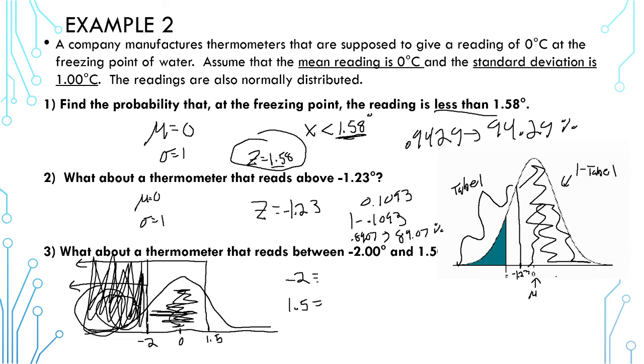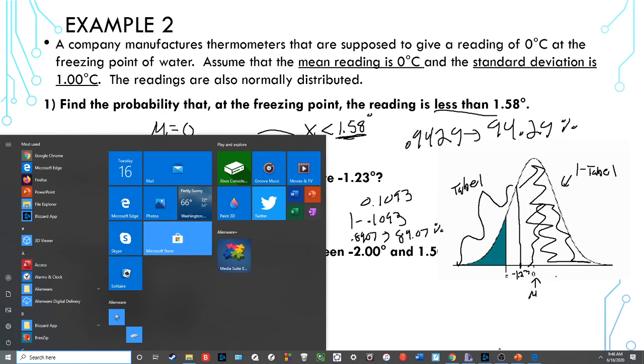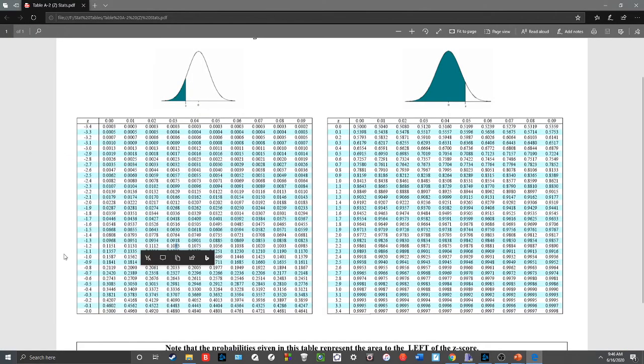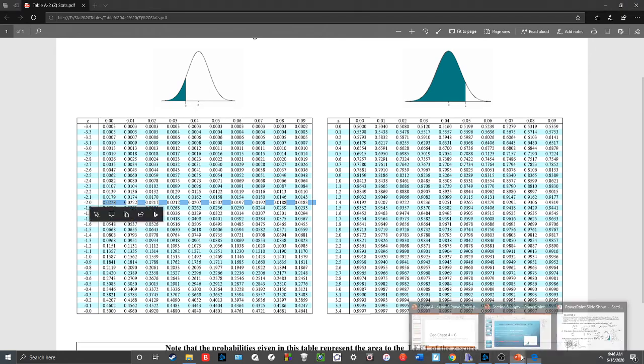Let me do that with my z table here. So let me do negative 2 first. On my table, here is negative 2, and then I want 0.00, because I don't want negative 2.01, I just want negative 2. So that's 0.0228. So let me write that down here.